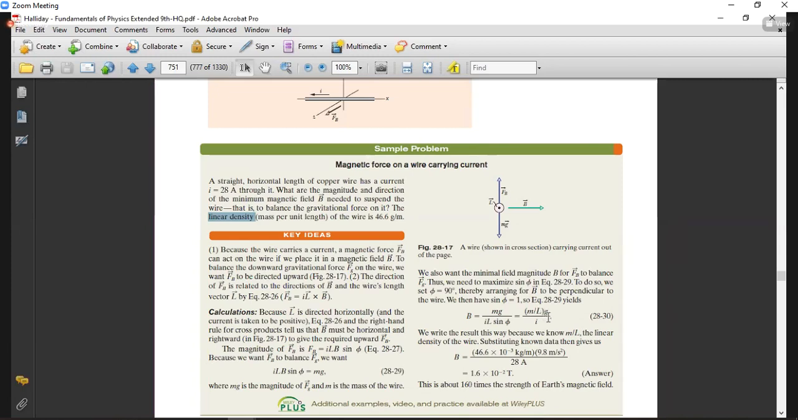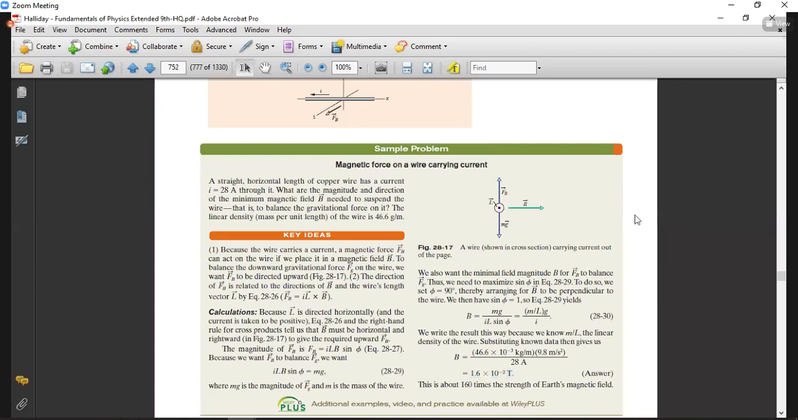Then there is the gravitational acceleration g, and at the bottom there is the current I. The angle we are taking here is 90 degrees in order to balance it. So after putting the values, the minimum magnetic field required to balance the Earth's gravitational field is this one. Any question about this numerical or the example here? No sir. Okay, fine.